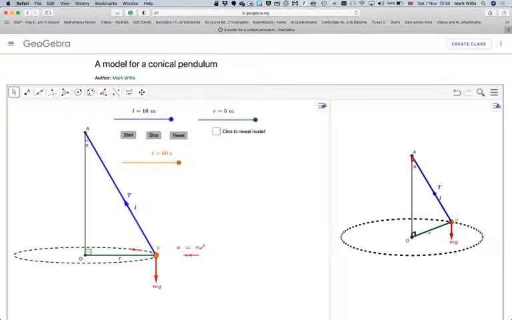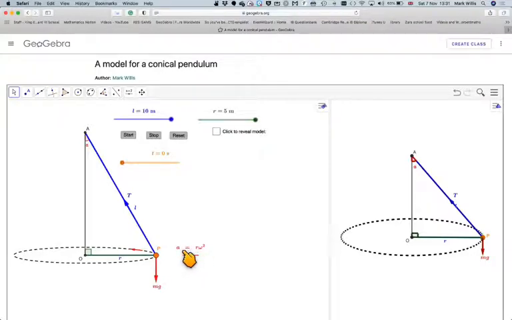Let's just reset that for a moment. What we have here is a natural length. We have a tension acting up on the string. We have an angle alpha here. The radius of the circle that it curves out will be that. We've got mg acting downwards, and we've got angular acceleration.